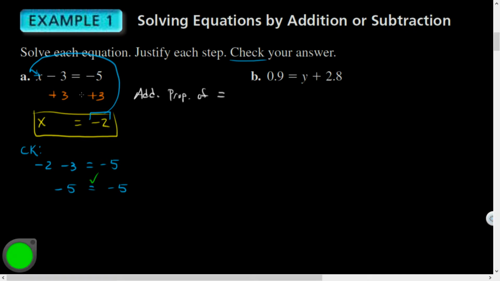It makes the equation true, and therefore, -2 is a solution of the original equation. All right, so when solving, my goal is to get the variable by itself by undoing everything that happens to it originally.